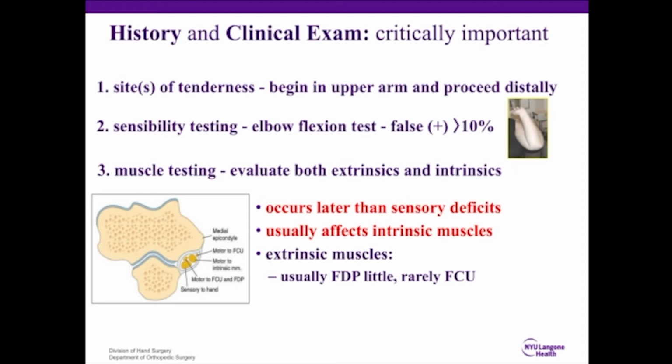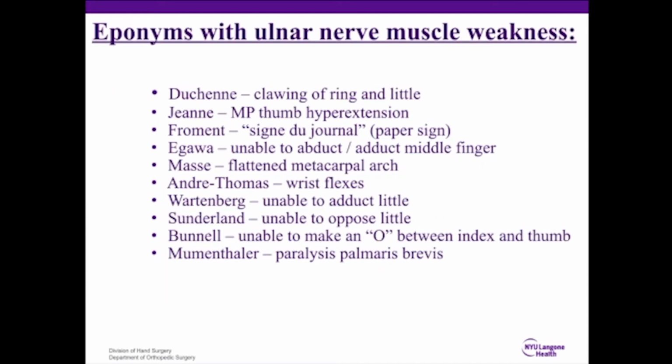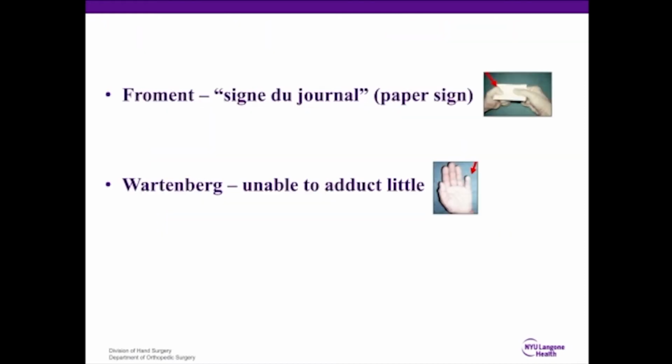Okay, so I started to talk about the muscles. Usually the intrinsic muscles are first affected more than the extrinsics. And when it's the extrinsics, it's usually the profundus to the little finger. The FCU is rarely affected. There are probably more eponyms associated with ulnar nerve weakness and paralysis than any other orthopedic or hand condition. And I'll just draw attention to a few of them.